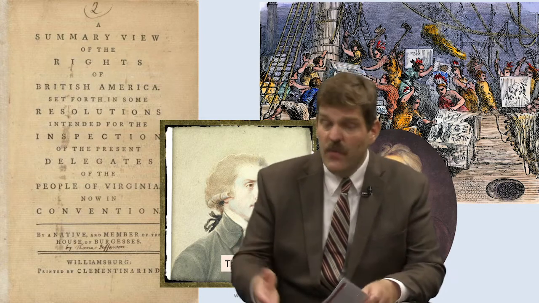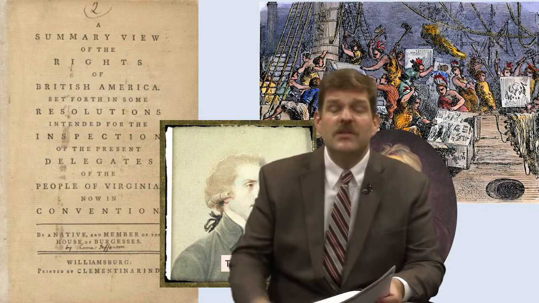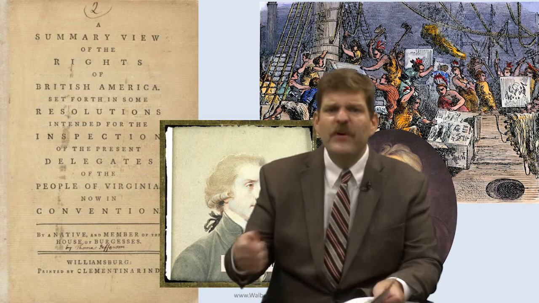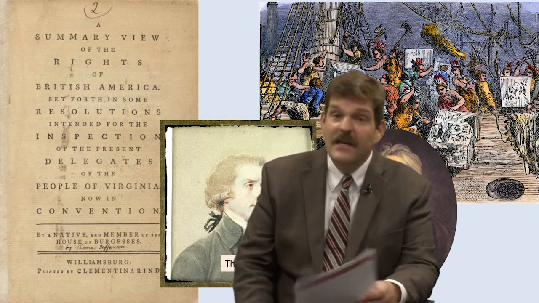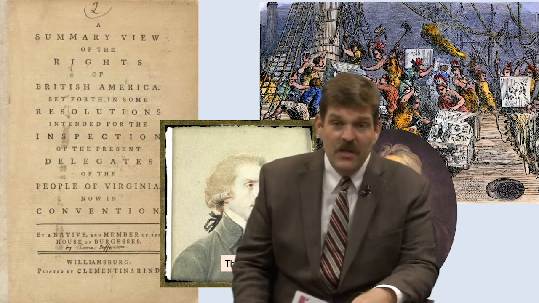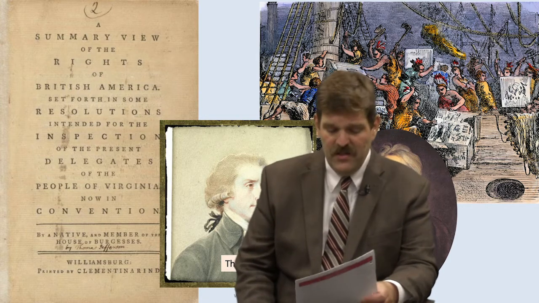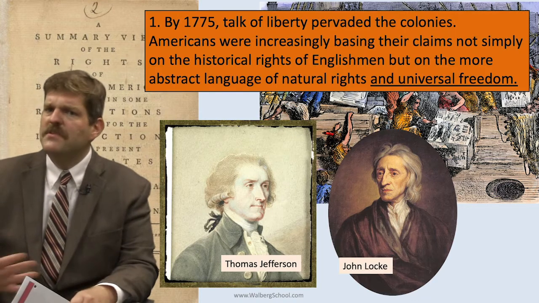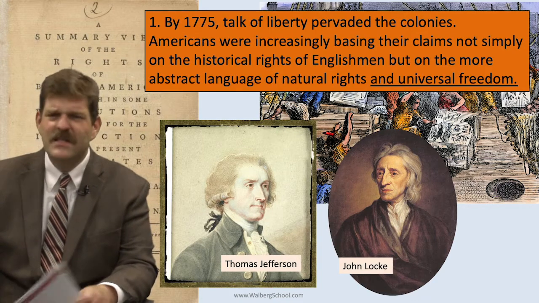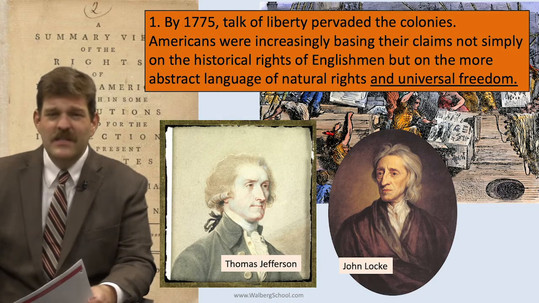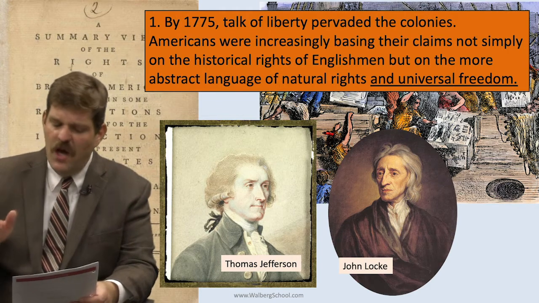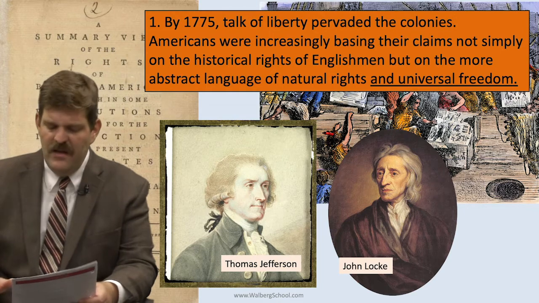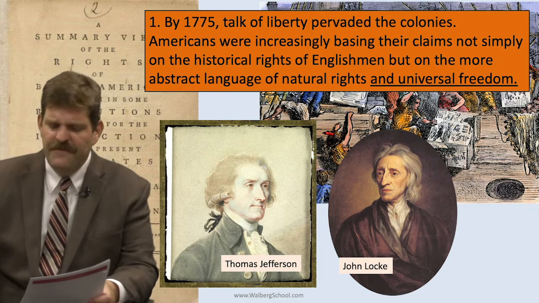It wasn't just in New England anymore, but everybody wanted this cry for individual freedom, this liberty, right? And Americans began basing their claims not simply on the historical claims of the rights of Englishmen, but on the more abstract language of natural rights and universal freedom, these pillars of the Enlightenment. In particular, we get John Locke's theory of natural rights. It was very influential at the time.